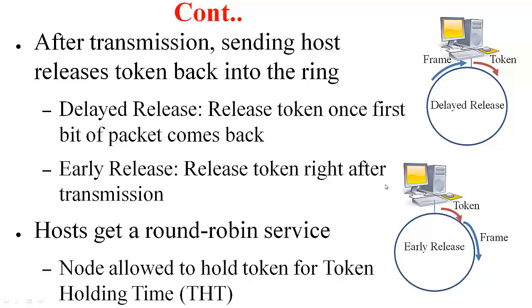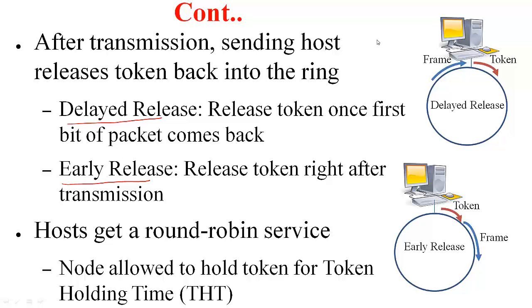Once a sender has grabbed a token and transmitted its packet, after that it needs to release the token back into the ring, and there are two ways of releasing the token. One is called delayed release, another is called early release. In delayed release, the release of the token happens once the first bit of the packet comes back. What do I mean by this?